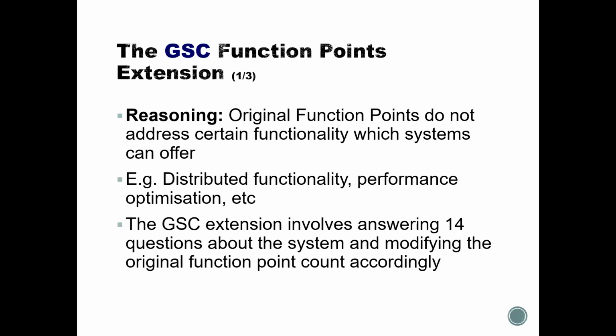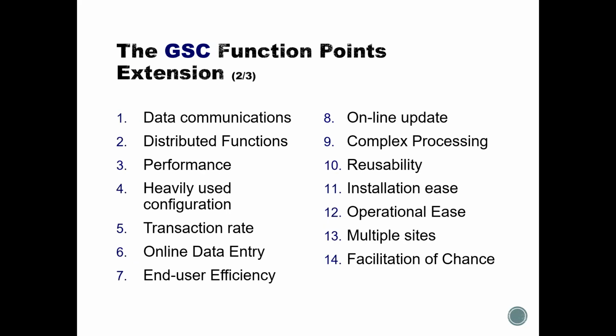The reason we want this GSC extension is that the original function point does not address certain functionality of an overall system, like I told you. For example, distributed functionality or performance optimization. So GSC involves certain more parameters apart from those you have seen in the previous slides. There are 14 more questions about the system asked in GSC, and then the original function point is modified based on these 14 questions. And what are these 14 questions?